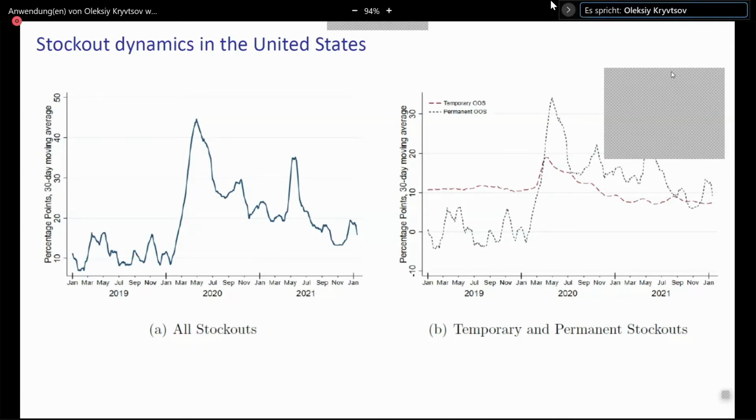Looking at the composition of all stockouts into temporary stockouts and permanent stockouts, which is basically a measure of the net number of discontinued products, for the US the picture is quite different. Temporary stockouts went up, that's the red line, and gradually normalized relatively quickly, whereas the permanent stockouts, after being up, stayed elevated pretty much all the time since then, even though they've been going down.